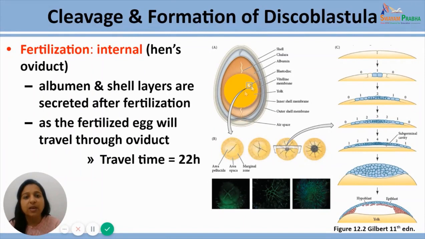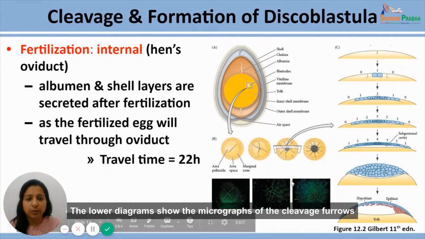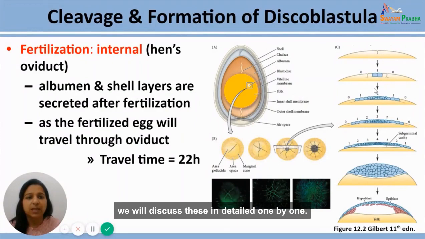This diagram shows the future dorsal side of the embryo at which the cleavage furrows have begun to be formed, and they help in the formation of this blastula. The lower diagrams show the micrographs of the cleavage furrows being developed, which have been stained with colloidal green. Now, this C diagram shows the formation of the discoblastula. We'll discuss these in detail one by one.